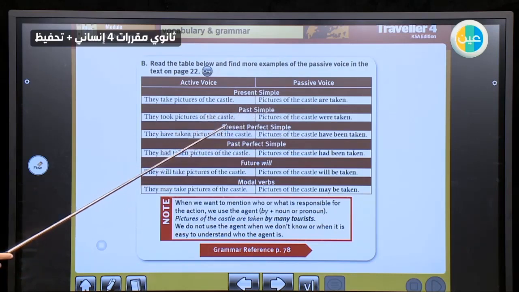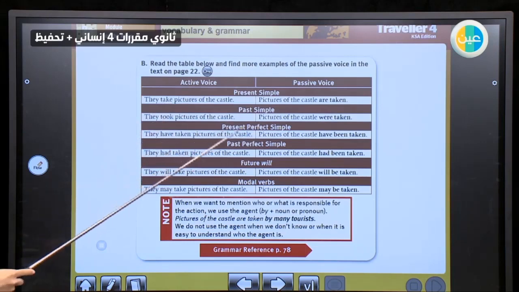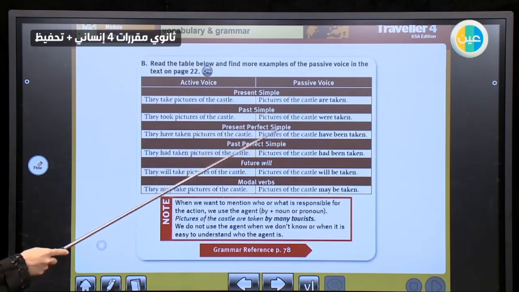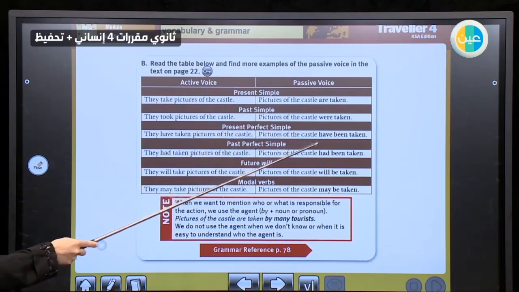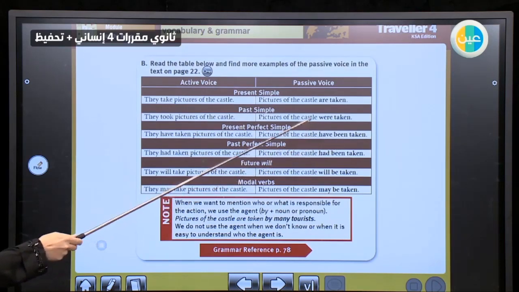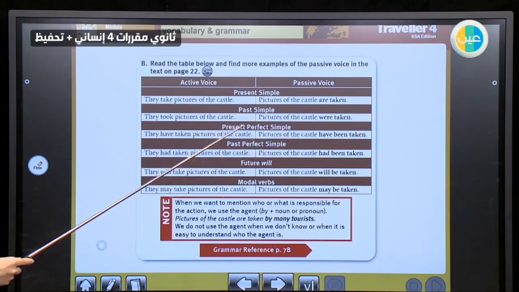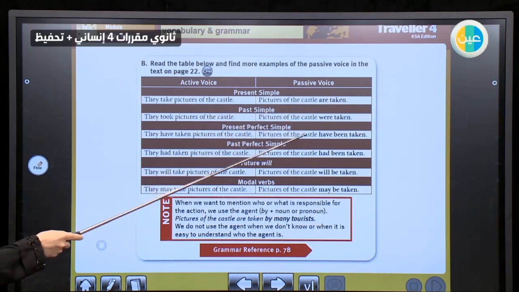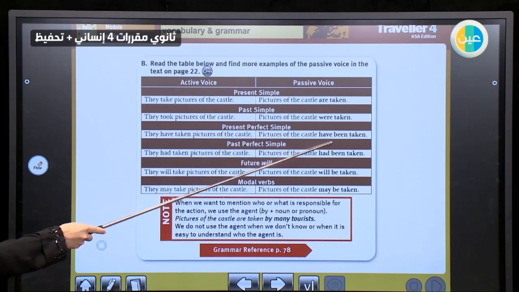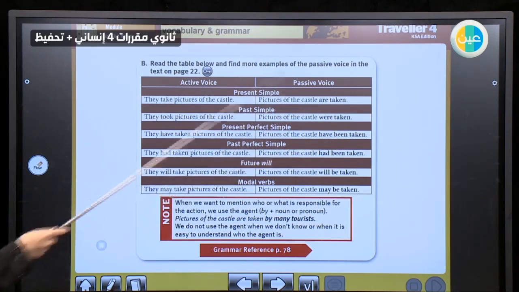What about present perfect simple? They have taken pictures of the castle. We change it in the passive voice. Pictures of the castle have been taken. So the passive voice for present perfect simple consists of have plus been plus the past participle.